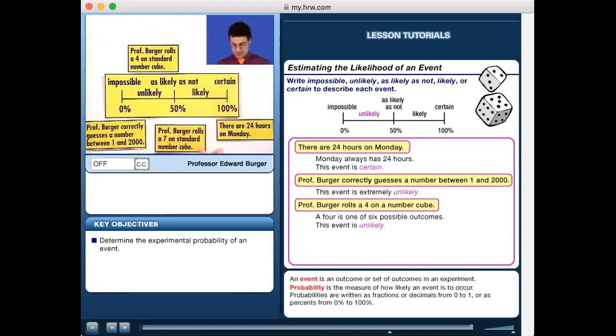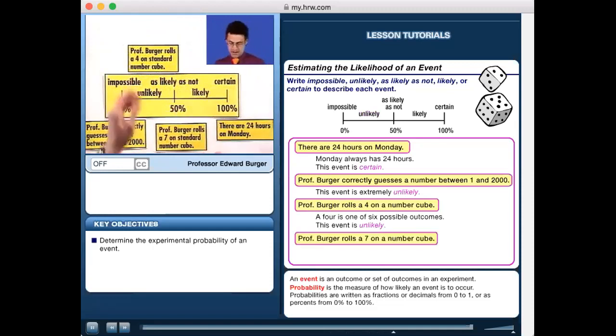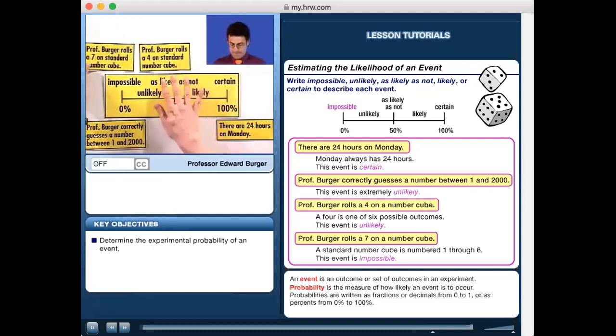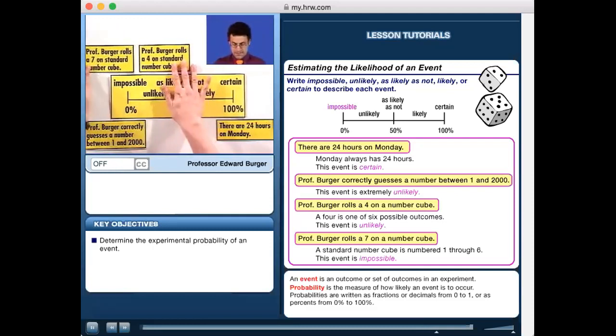And finally, I'm guessing numbers, I'm rolling number cubes, and now I'm going to roll a 7 on a standard number cube. What do you think? Likely? Unlikely? Well, if you take a look at a standard number cube, the numbers go from 1 all the way to 6. So 7 is not even an option. Therefore, I know for sure that if I roll a standard number cube, the likelihood that I'm going to see 7 is impossible. And so I put it way over here.